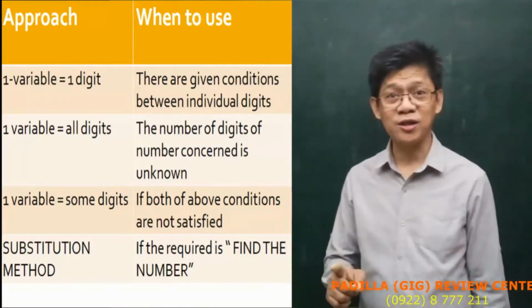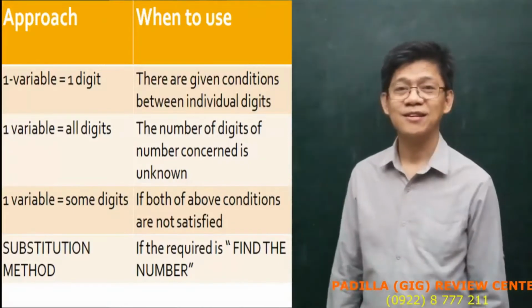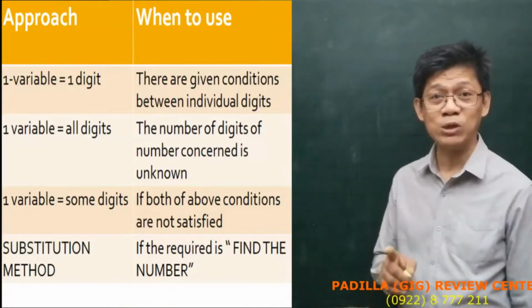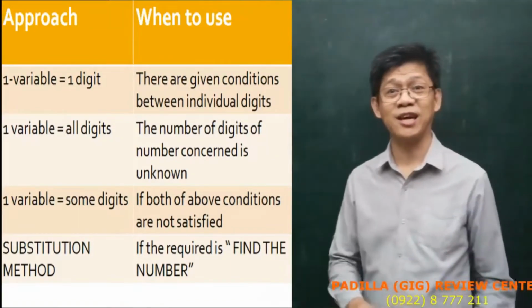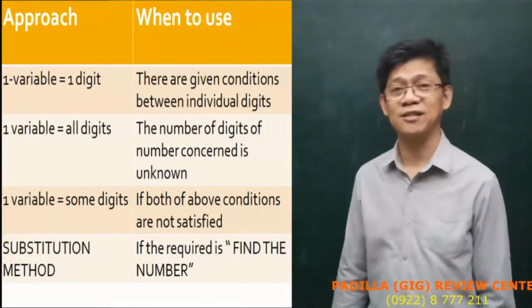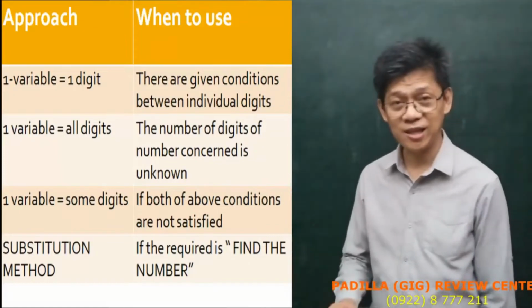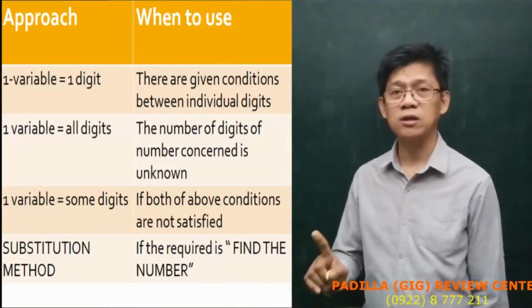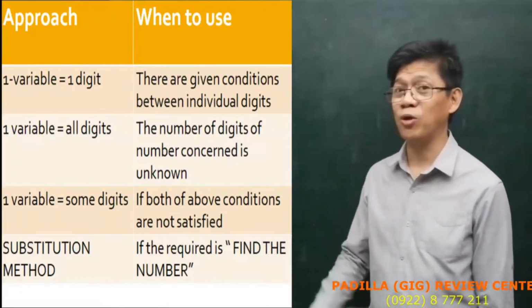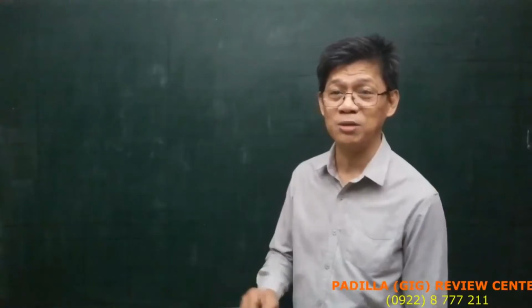If the question is not find the number, you don't use this. Second, if there is no condition between individual digits, like sum of digits or one digit twice the other digit, then you don't use this one. Lastly, when you do not know the number of digits, you use the one variable, all digits approach. What do you mean by that?